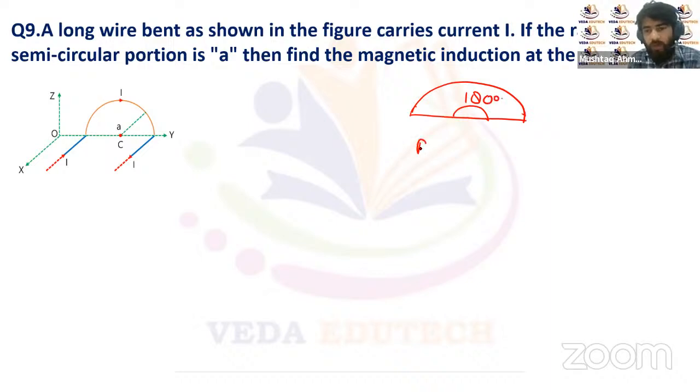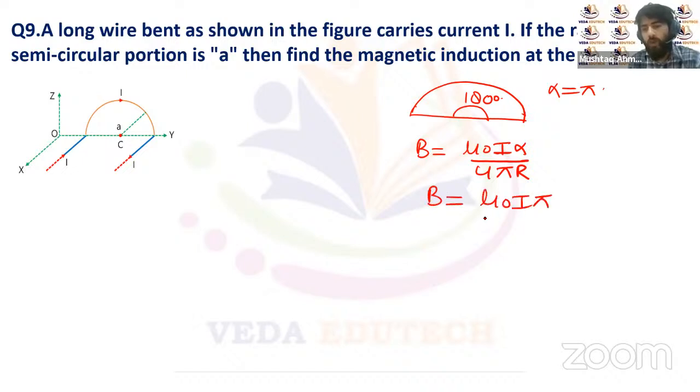We know that the magnetic field due to an arc is mu naught I alpha upon 4 pi r. Now here the semicircular arc is subtending an angle of 180 degrees, or an angle of pi. We can say here alpha has the value pi for this case. So mu naught I times pi upon 4 pi r. Pi and pi will get cancelled. We'll be left with mu naught I upon 4 r.